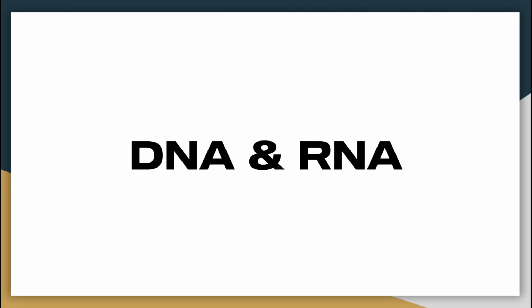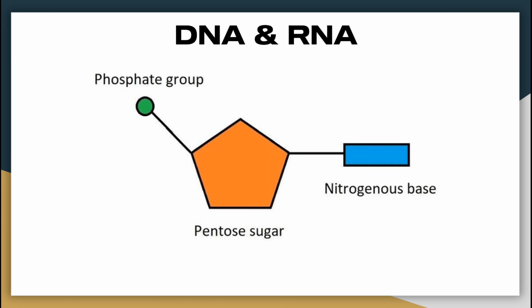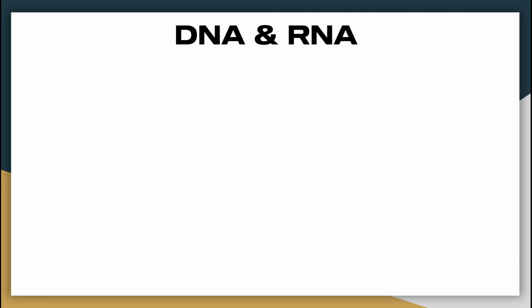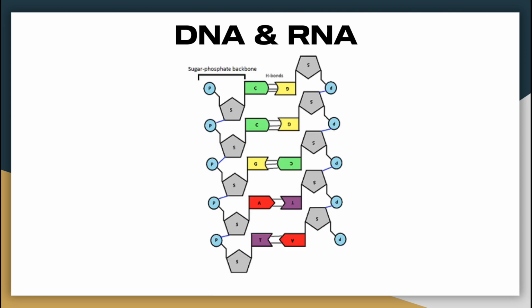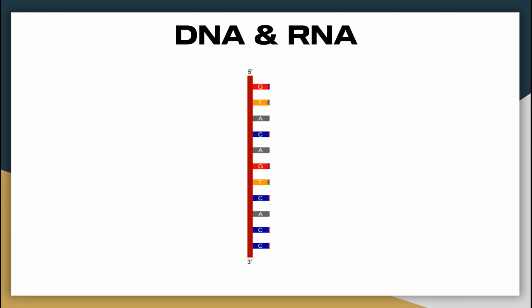Time for DNA and RNA. So DNA and RNA consists of the macromolecule, nucleotides. A nucleotide consists of 3 things: a sugar molecule, a phosphate group, and a nitrogenous base. These nucleotides form a ladder. However, a strand isn't considered this. It is actually considered this. This is a single strand of DNA.